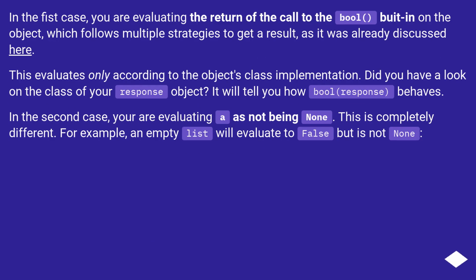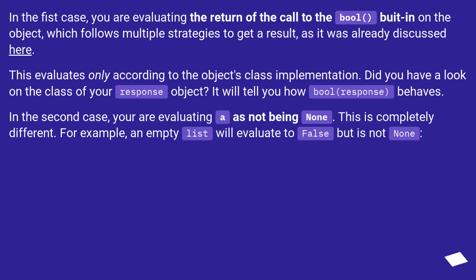In the first case, you are evaluating the return of the call to bool on the object, which follows multiple strategies to get a result, as it was already discussed here. This evaluates only according to the object's class implementation. Did you have a look at the class of your response object? It will tell you how bool response behaves.